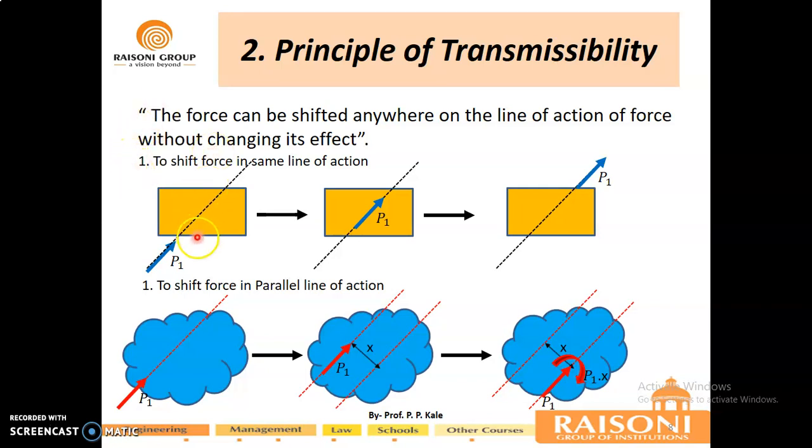So for the first criterion, please look here. Consider this yellow body on which this P1 force is acting. This dotted line represents its line of action. Now if I want to shift this P1 force from this bottom part to this top part, I can shift it anywhere in this line of action, and it can be said that its effect will not change. Similarly, whenever you shift the given force to some parallel line of action, in that case it will change its effect. How?